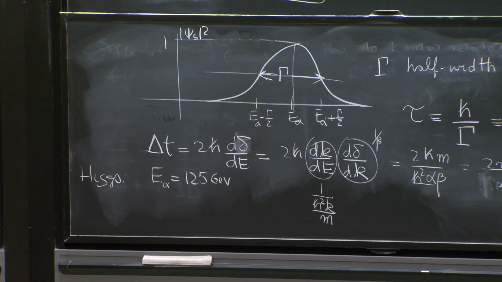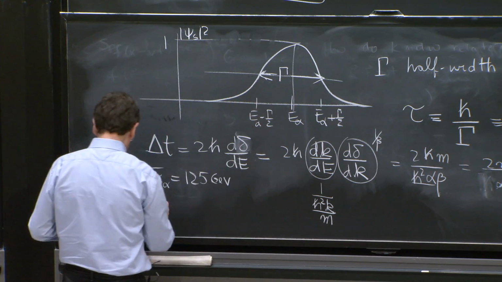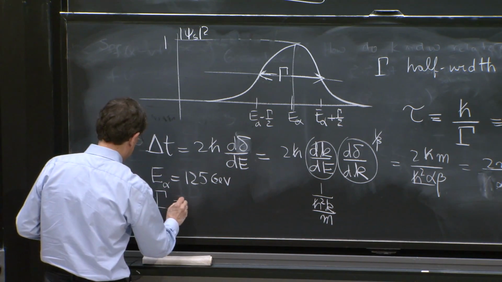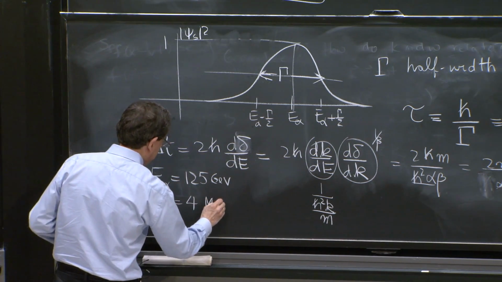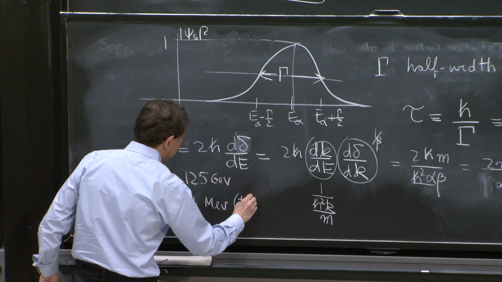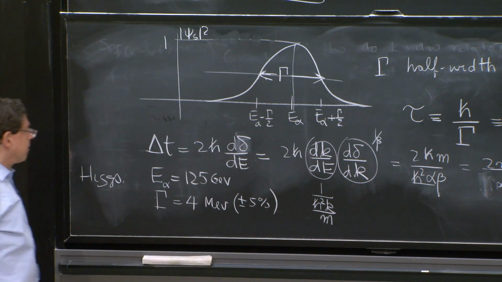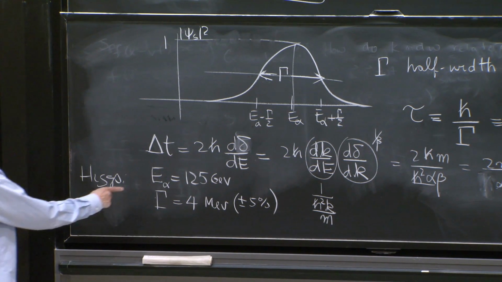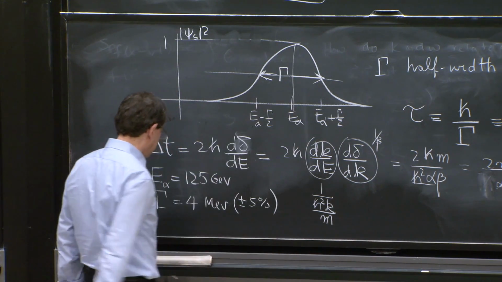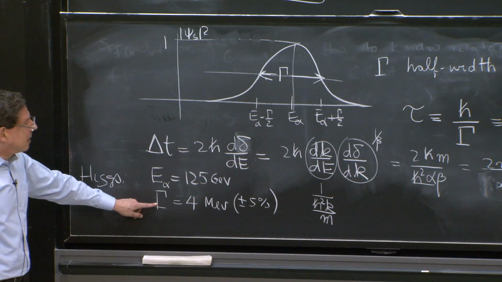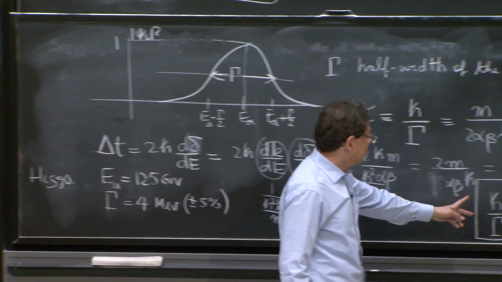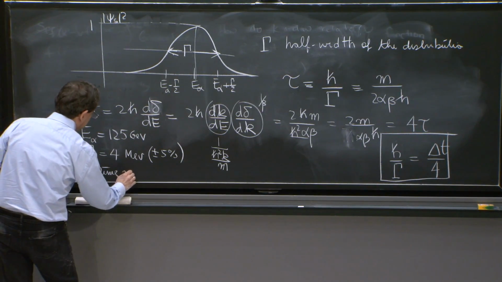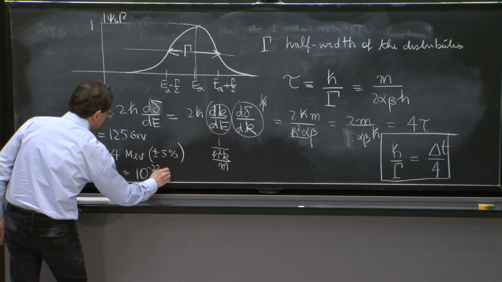And the width is very small. In fact, the width gamma is about 4 MeV, plus minus 5%. 4 MeV, that's very little, because an MeV is a 1,000th of a GeV. So it's a very narrow resonance. And from this gamma, you can get a time, and the time is the lifetime. It's about 10 to the minus 22 seconds.